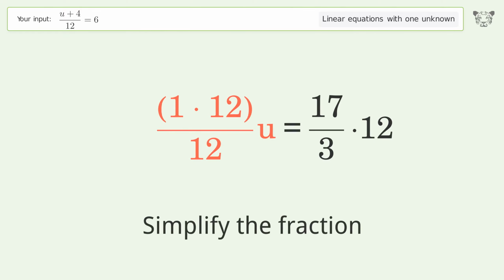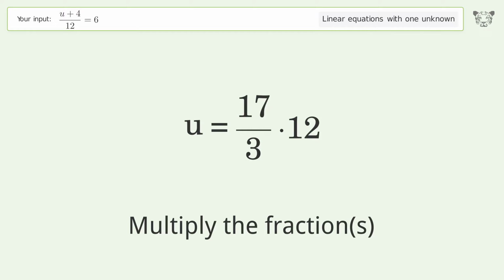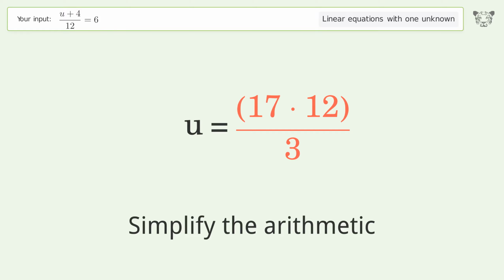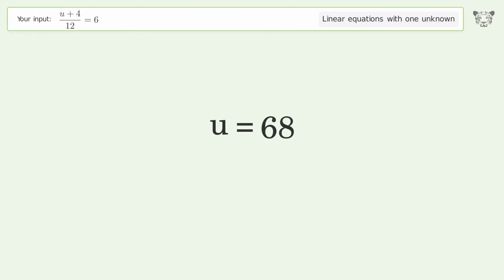Simplify the fraction. Multiply the fractions. Simplify the arithmetic. And so the final result is u=68.